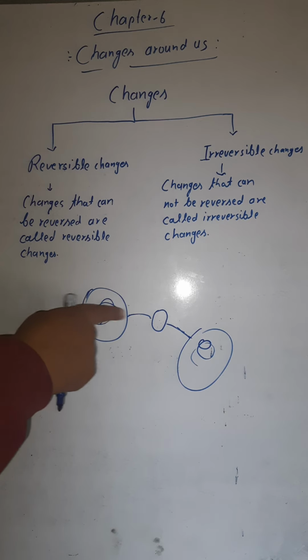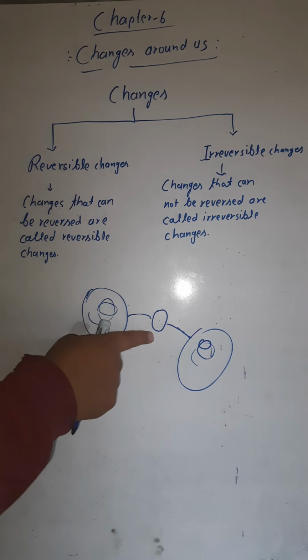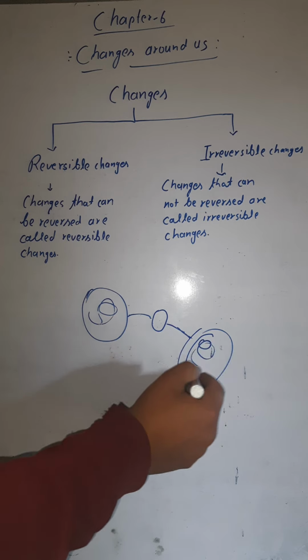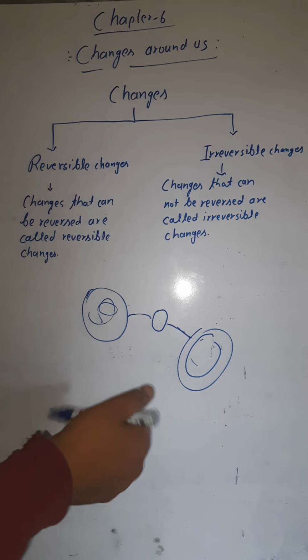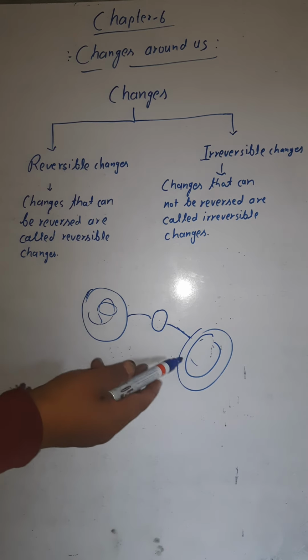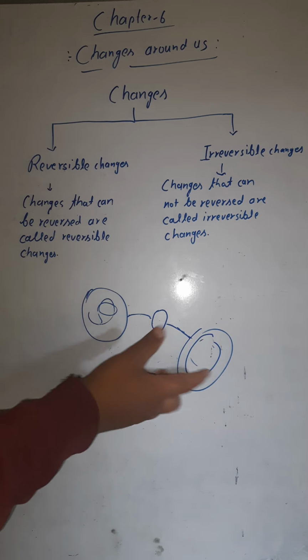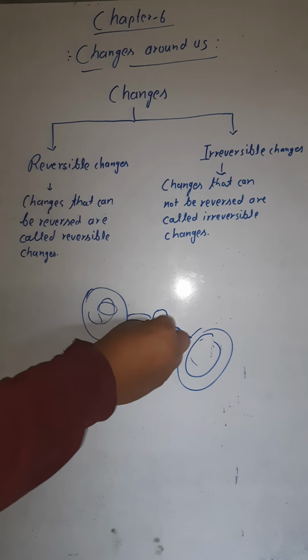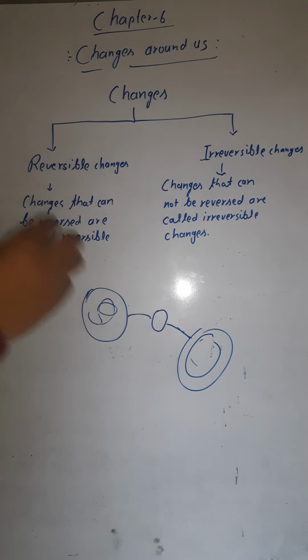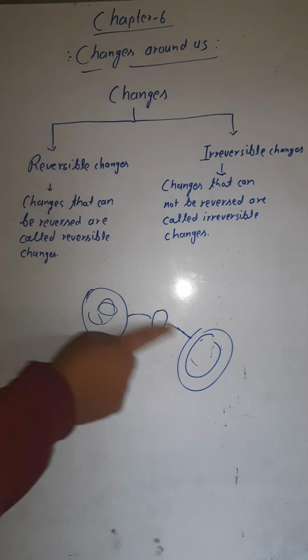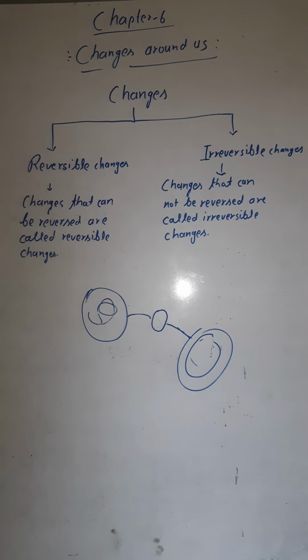You have made the ball out of dough, and this ball you are rolling and making a chapati like that. Now this process can be reversed also. You can again make the ball out of that chapati, and again you can change it into the dough. So this is a reversible process.